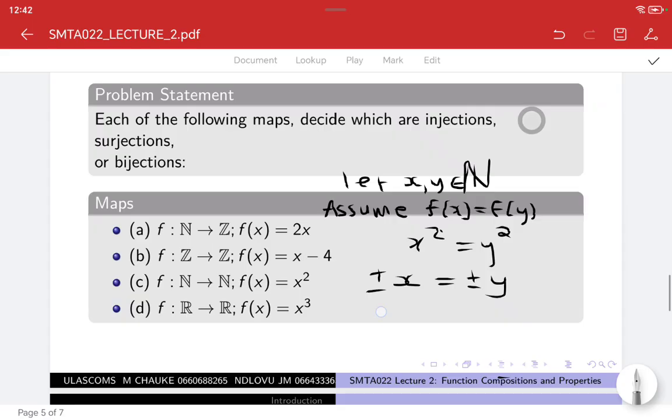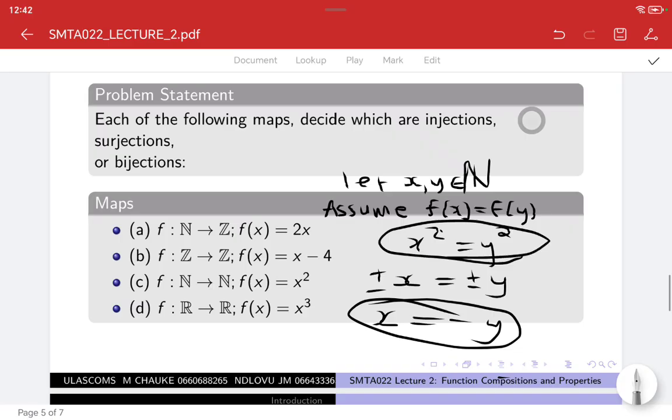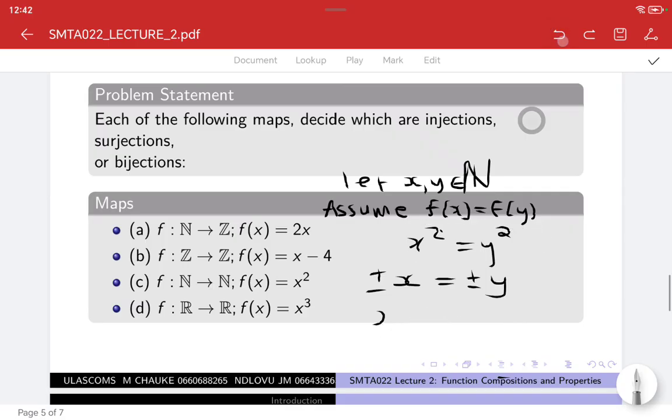Because here it's possible that x can be equal to minus y. If these are equal, they can still give us this. But this does not necessarily mean that x is equal to y. So this cannot be injective. The moment you find yourself having plus or minus, this cannot be injective. And then we check surjective on this one.